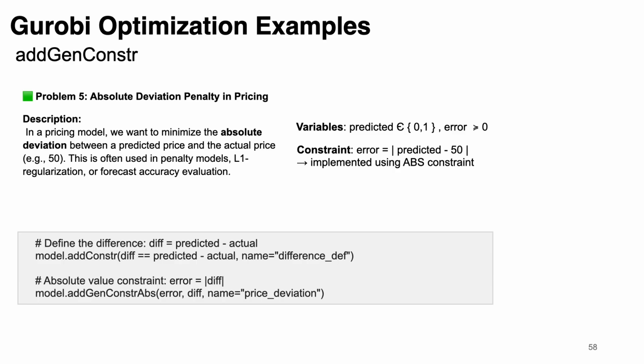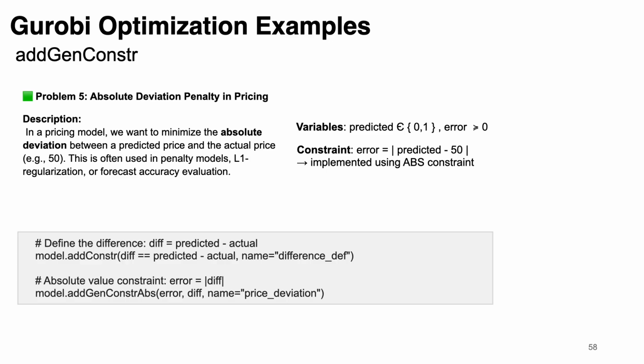Finally, for problem 5, the absolute deviation penalty. As we set up earlier, we cannot take the absolute value of an equation directly inside the absolute constraint. We have to do it in 2 steps. First, we define the raw mathematical difference using a standard constraint. Model.addConstr diff equals predicted minus actual.